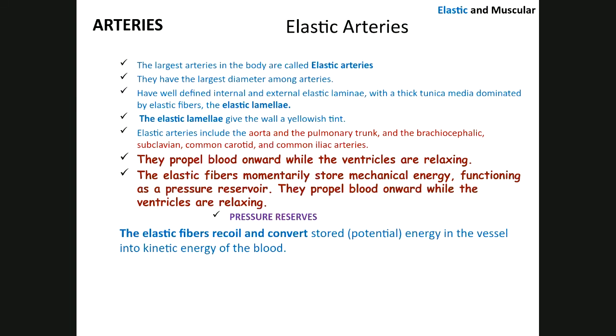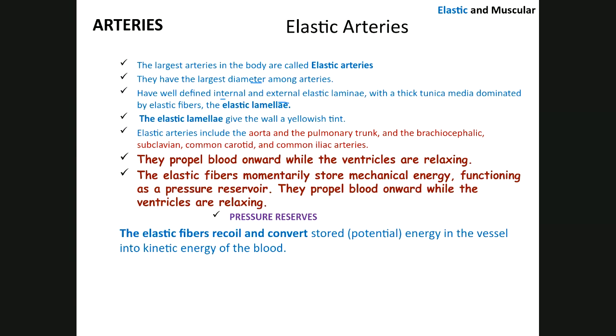So the elastic arteries, when we're talking about arteries, there are two main sets of arteries. The elastic arteries are large. They're the largest of the arteries. They have the largest diameter when we're talking about all the arteries, and they have very well-defined internal and external elastic lamina. So the elastic lamina provides their ability to stretch out and come back to its original shape.